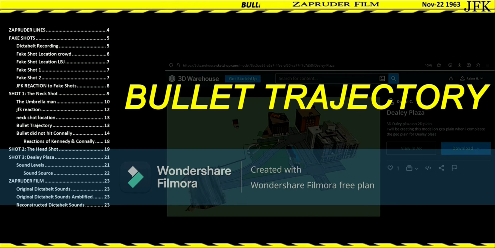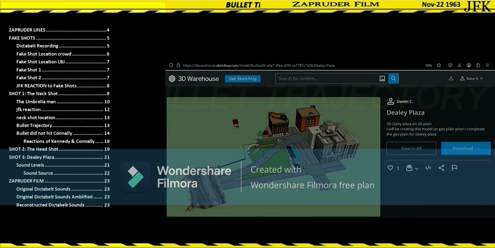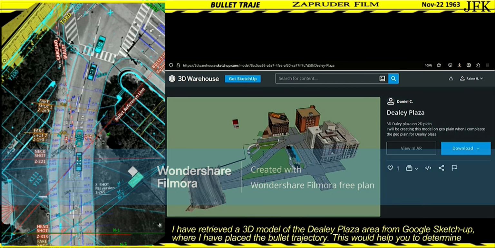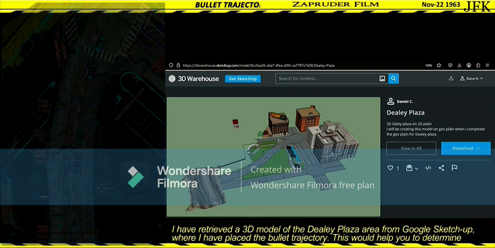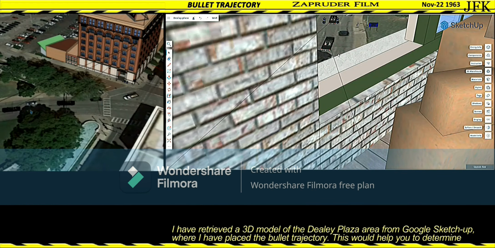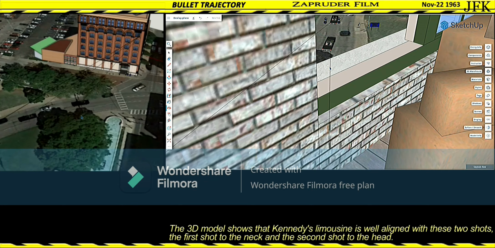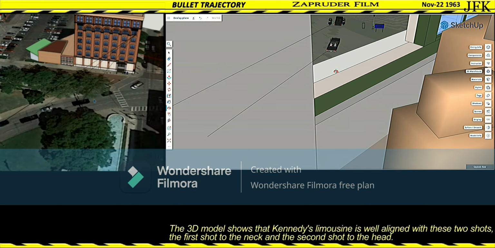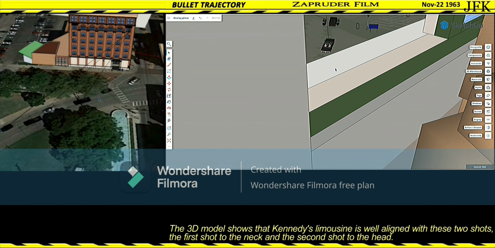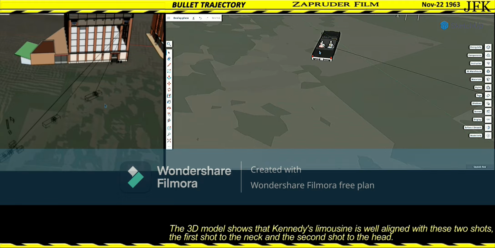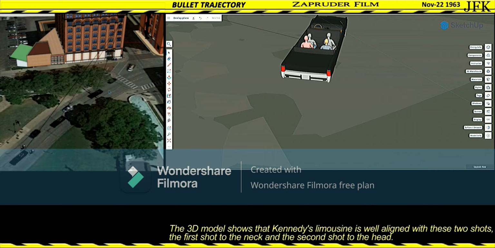Bullet trajectory. I have retrieved a 3D model of the Dealey Plaza area from Google SketchUp, where I have placed the bullet trajectory. This would help you to determine where this bullet hit after it penetrated Kennedy's throat. The 3D model shows that Kennedy's limousine is well aligned with these two shots, the first shot to the neck and the second shot to the head.